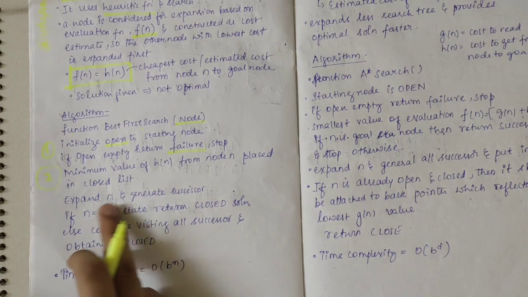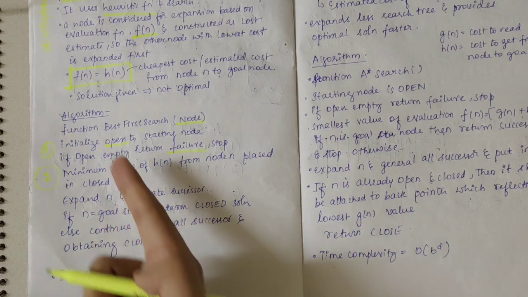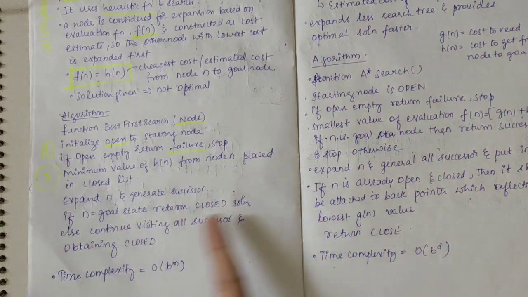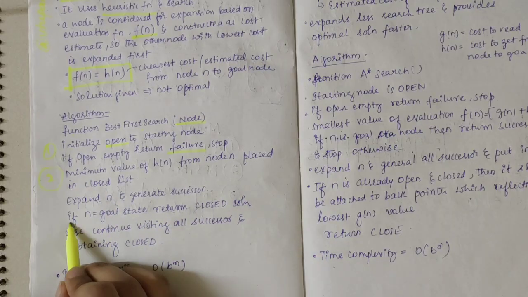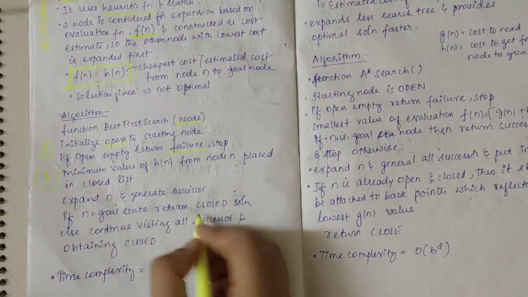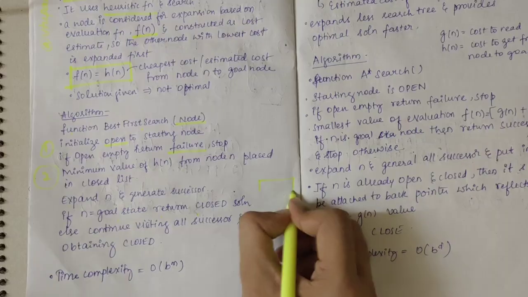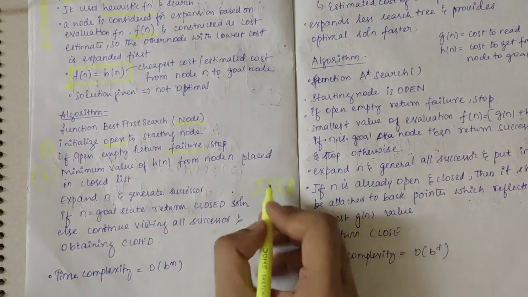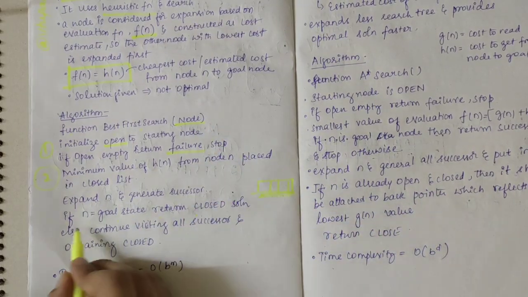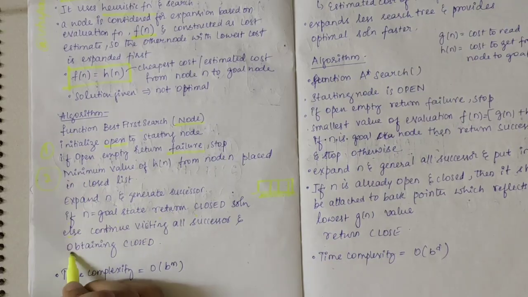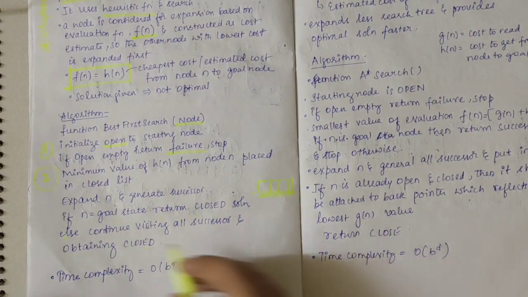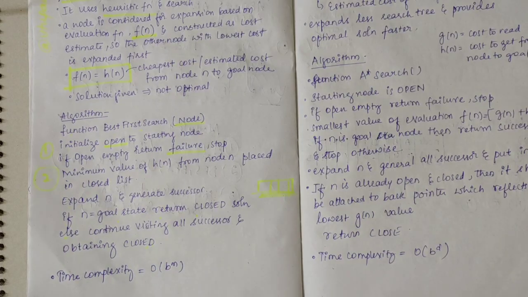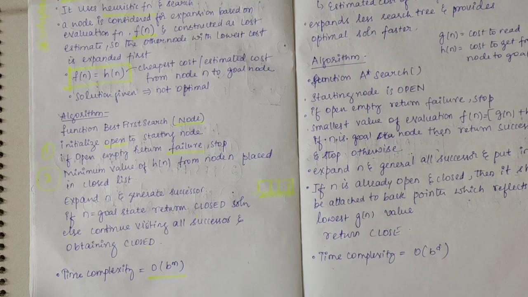And then we expand n and generate the successors. From n, we move forward considering the minimum path cost. Then expand n. If n is equal to the goal state, then return the closed solution. Once we reach the goal state, whatever is there in the closed list would be given as the output. Else continue visiting all successors and obtain closed. Once you visit all the successors and reach the end point, you can give closed as the output. Here the time complexity is order of b power m.